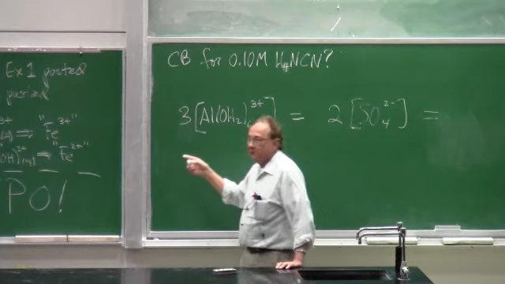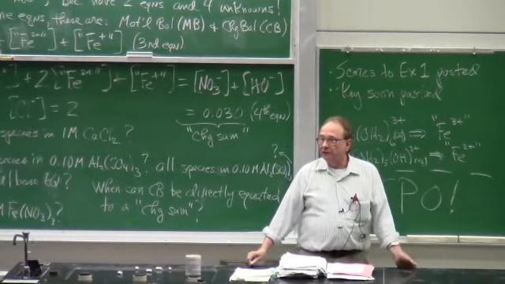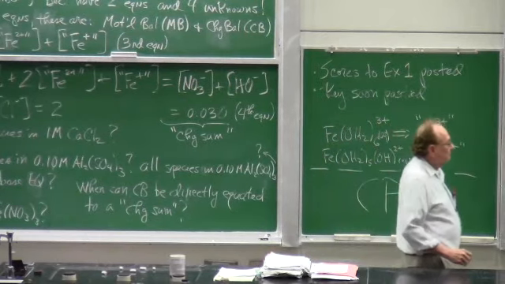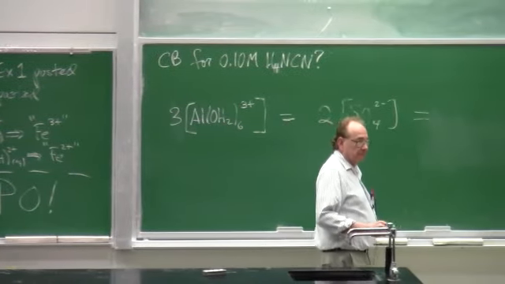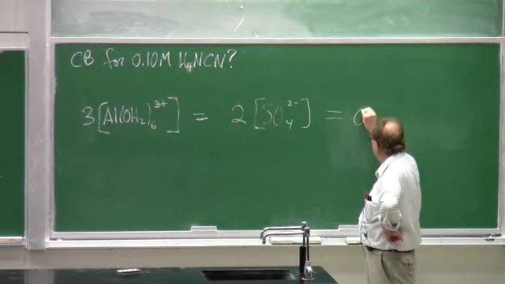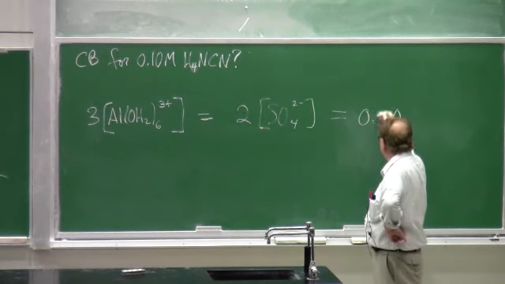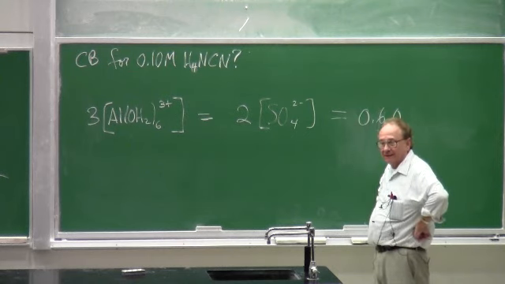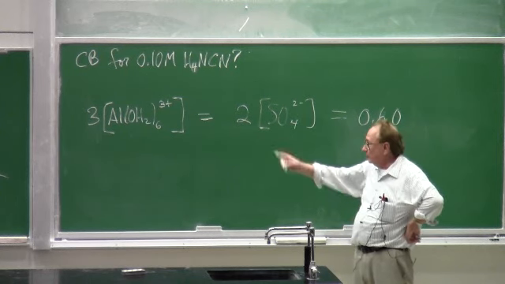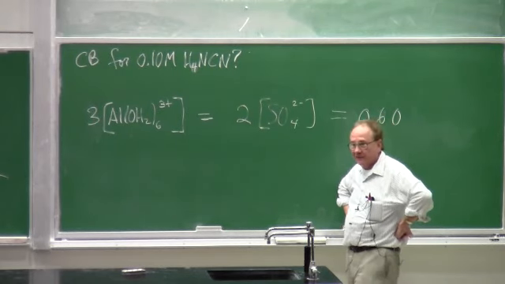Is this charge balance equation for principal species in our aluminum sulfate solution, 10th molar, can this be equated to a charge sum? If so, what's the value? I want the charge sum right here. What is it? 0.6. Nothing fancy about this. We know the sulfate ion molarity is 0.30. Twice that is 0.60. Aluminum ion molarity is 0.20. 3 times that is 0.60. Done.